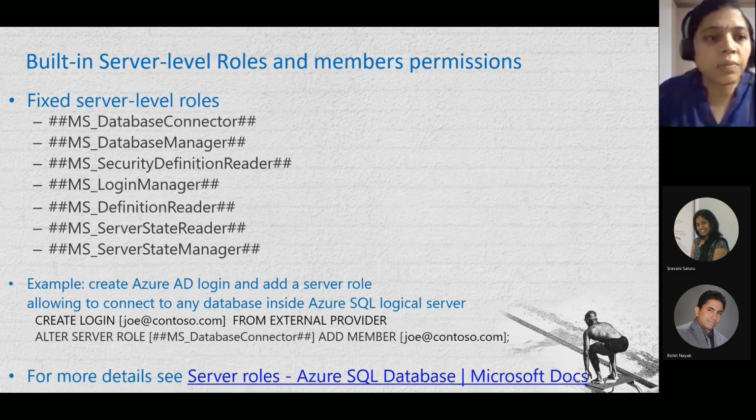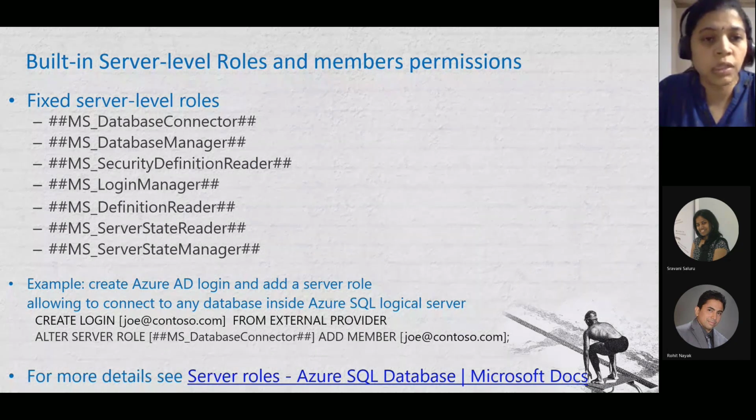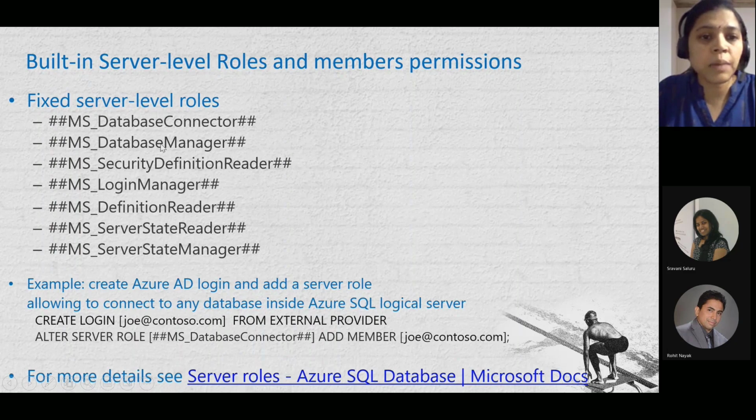So moving on to the next slide, where we are talking about these, I think this is close to 7 new server level roles that we have introduced, and there will be many more in future. The last 3 were already available, I think around September or October last year, and we have introduced the first 4 that you see here in the list recently. And just as an example, you can definitely read about these specific roles and what they do, but let me pick up the first one, which is the MS database connector role.